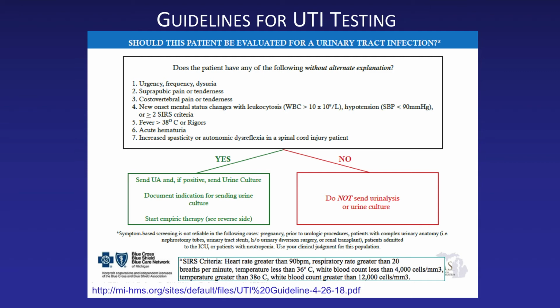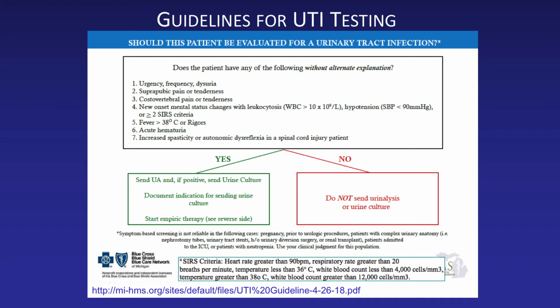Those are some of the rare exceptions where you could consider sending a urine culture without having clear symptoms. But for the majority of patients in the hospital, the emergency department, and the nursing home, we start with the black box at the top. Does the patient have any of the following symptoms without an alternative explanation? That part, without an alternative explanation, is very important because, for example, if they clearly have an explanation, such as pneumonia or cellulitis, then these symptoms that are listed should not prompt a workup for a urinary tract infection.